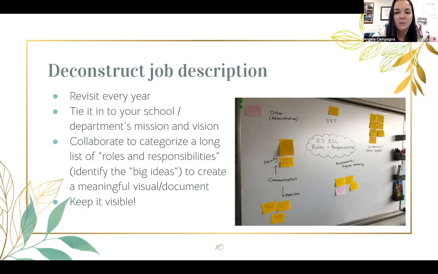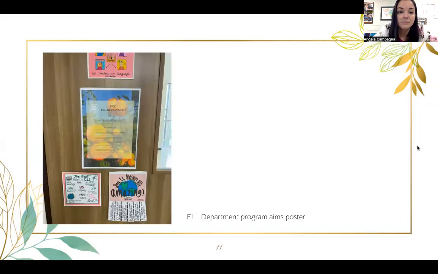And this is something we've done with the elementary school ELL team several times over the past few years, as we've had new members join our team. And it's also helpful even for returning members to re-examine that job description as it's evolved over the years. The first year we did this with our team, it stayed on the board in our shared office the whole year as a visual reminder of what our roles and responsibilities were.